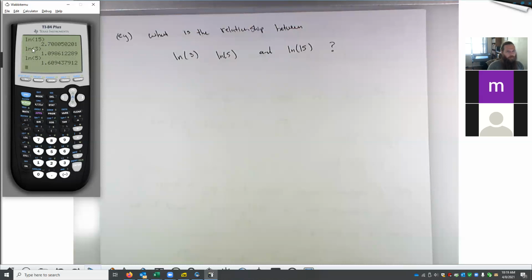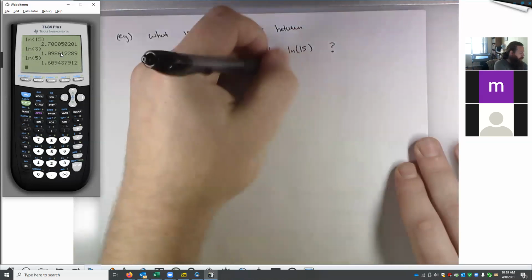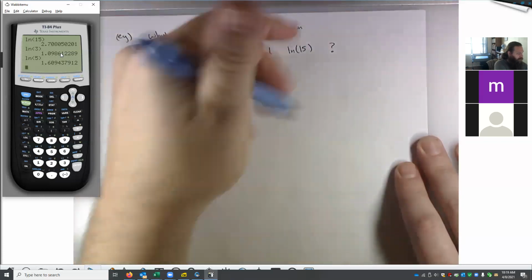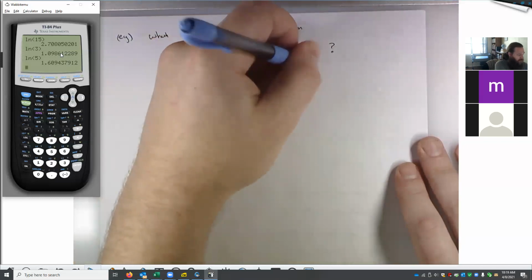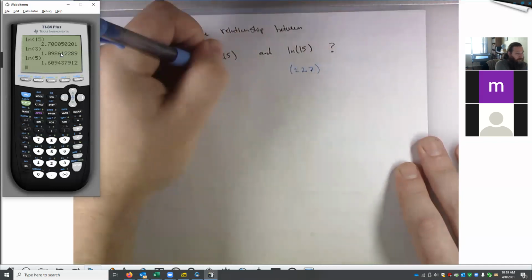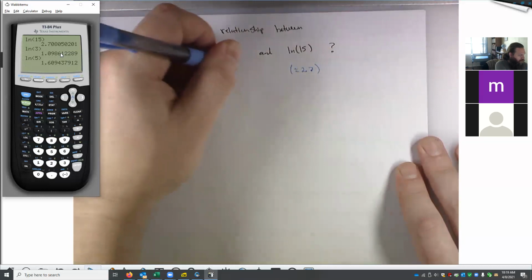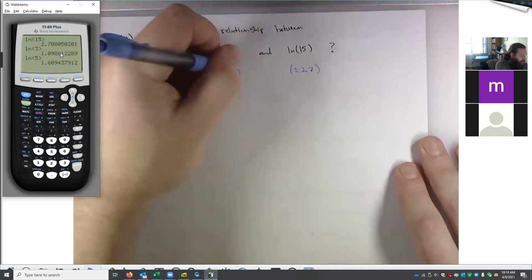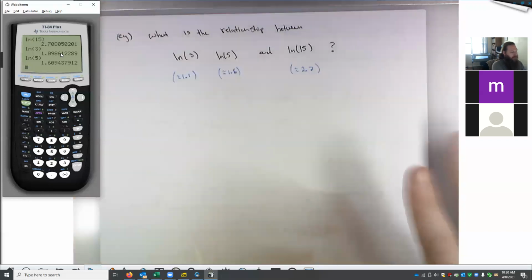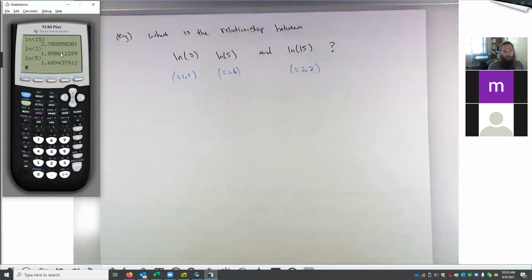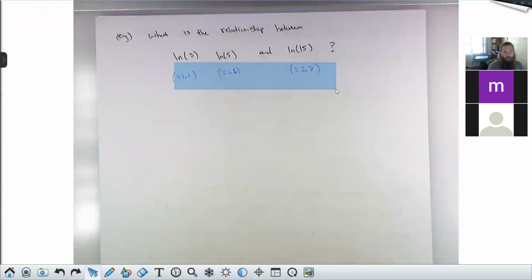So what's the relationship between these three numbers? ln of 15, which is approximately 2.7, ln of 5, which is approximately 1.6, and the ln of 3, which is approximately 1.1. What if I just gave you these instead of calling them these? What if I just gave you these and asked, what's the relationship between them?